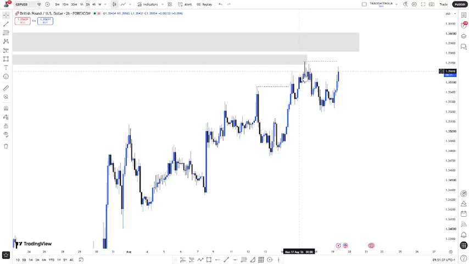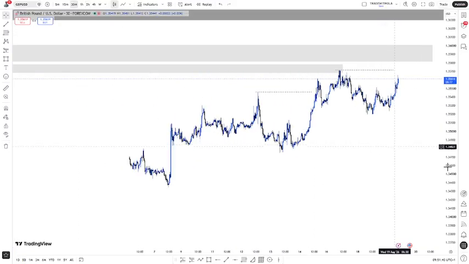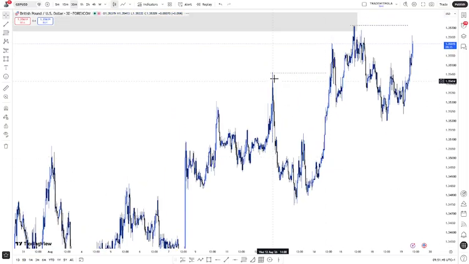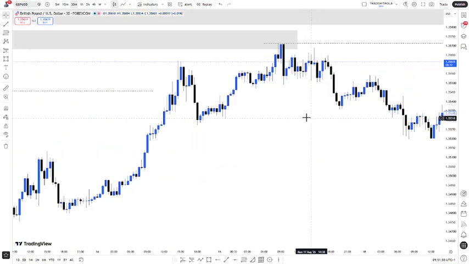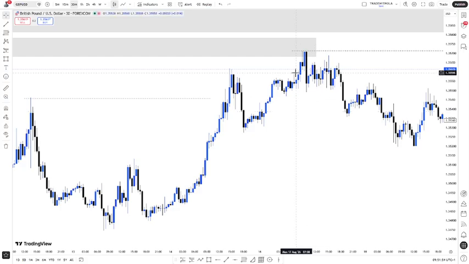Now, how do I confirm this reaction? I confirm it using my reversal concept, where I scale down to my 30 minutes time frame. Once I scale down, I'll wait for what? A reversal concept. What is that reversal concept? I just want to see a market structure shift, inducement, and then the closest POI.